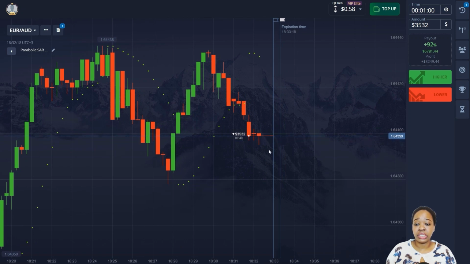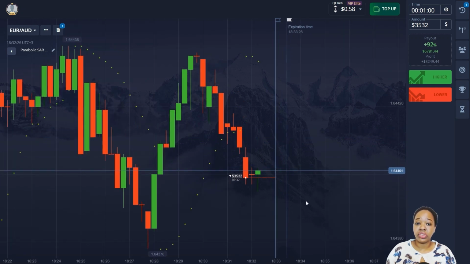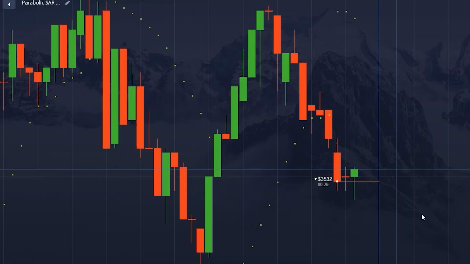All this tells me that the price has a good downside potential. Therefore, I think that in the near future the price will continue to move down, and 1 minute will be enough time for this trade. Let me wait for the results.